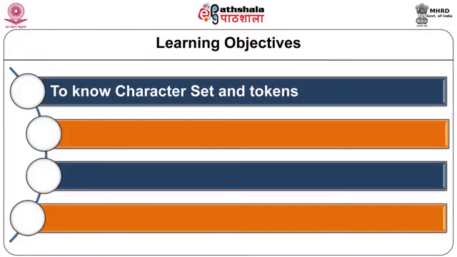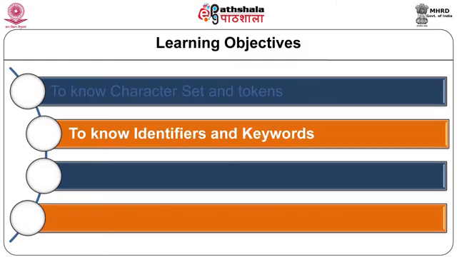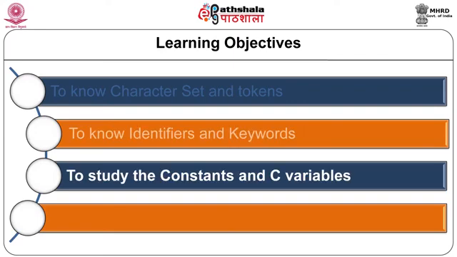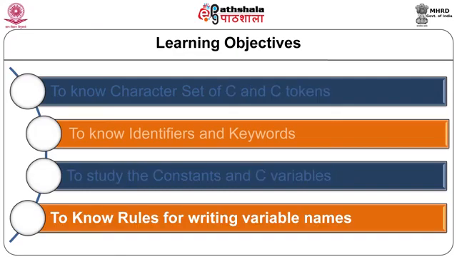The learning objectives of data types are to know the character set and tokens, to know identifiers and keywords, to study the difference between constants and C variables, and to know the rules for writing variable names.